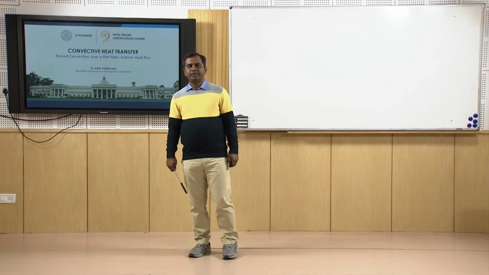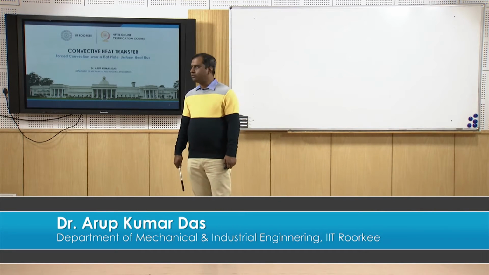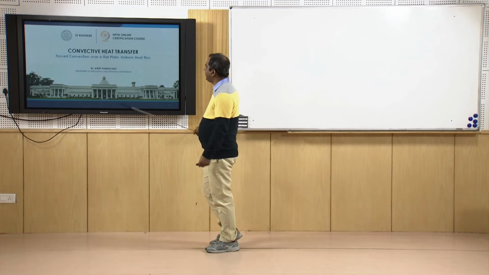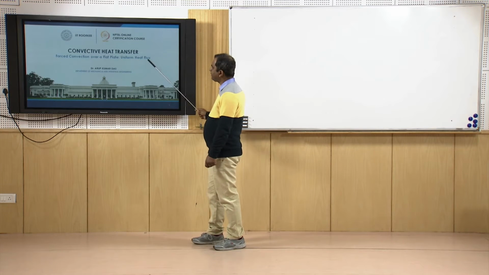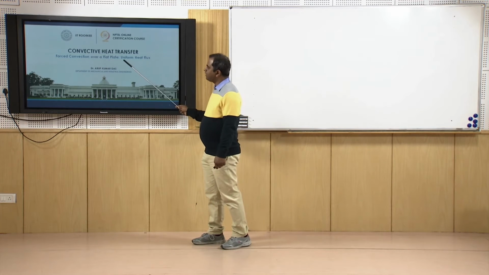Hello, welcome to the 7th lecture of the course Convective Heat Transfer. In this lecture, we will be discussing forced convection over a flat plate, but this time we will be considering uniform heat flux applied at the plate. In the previous lectures, we discussed the wall being at constant temperature. Here the wall will be supplying uniform heat flux.